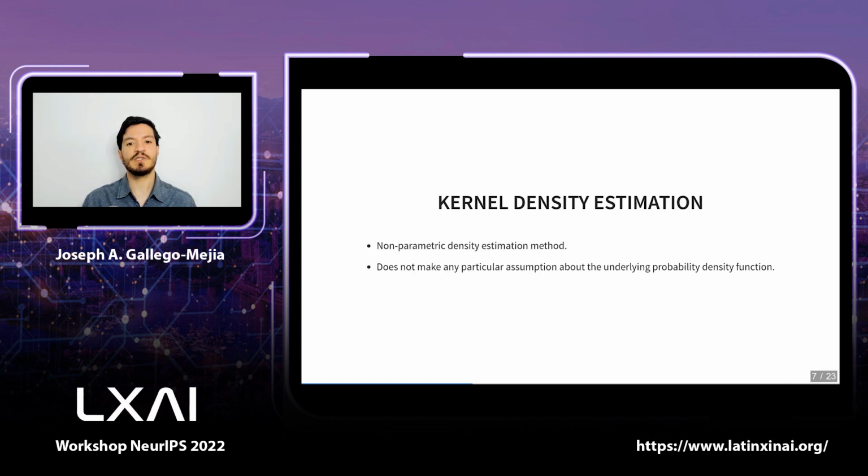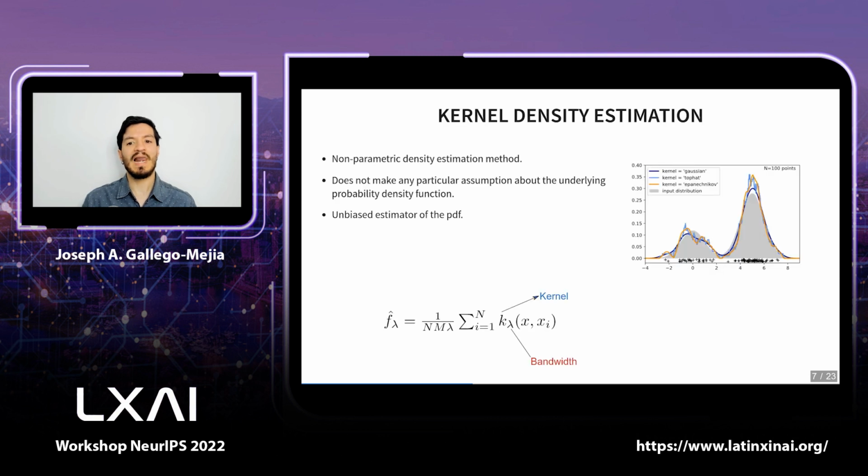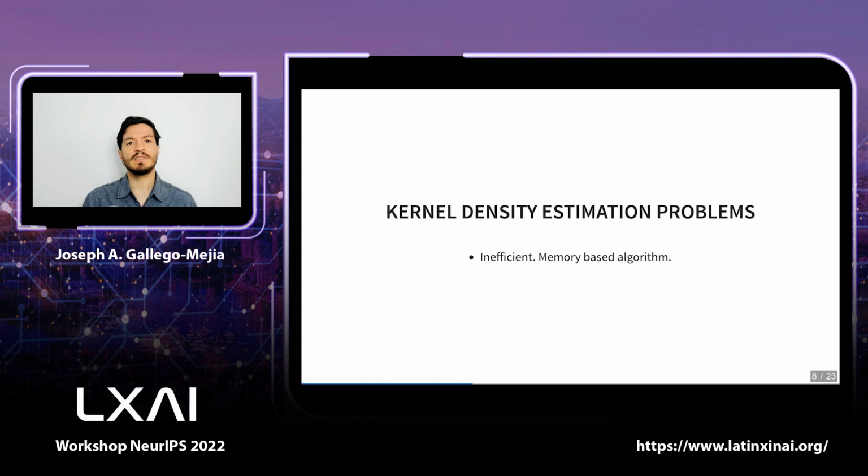Kernel density estimation is a non-parametric density estimation method where there is no particular assumption about the underlying probability density function. Kernel density estimation is an unbiased estimator of the probability density function, and commonly we use the Gaussian kernel, as you can see at the bottom right of this slide.